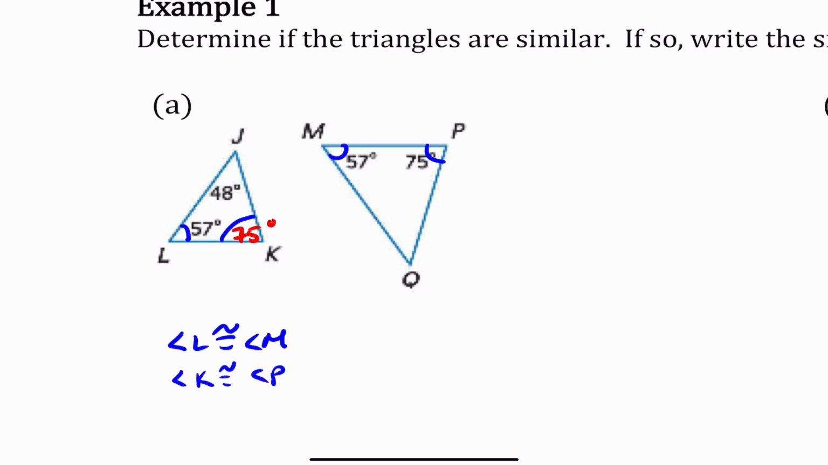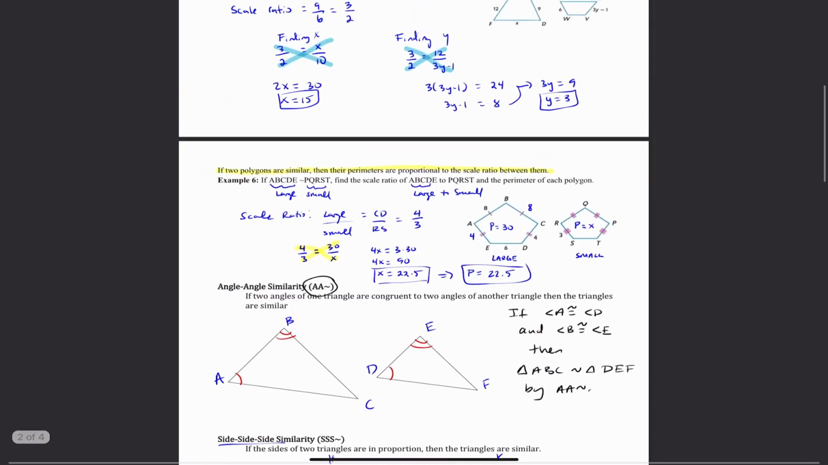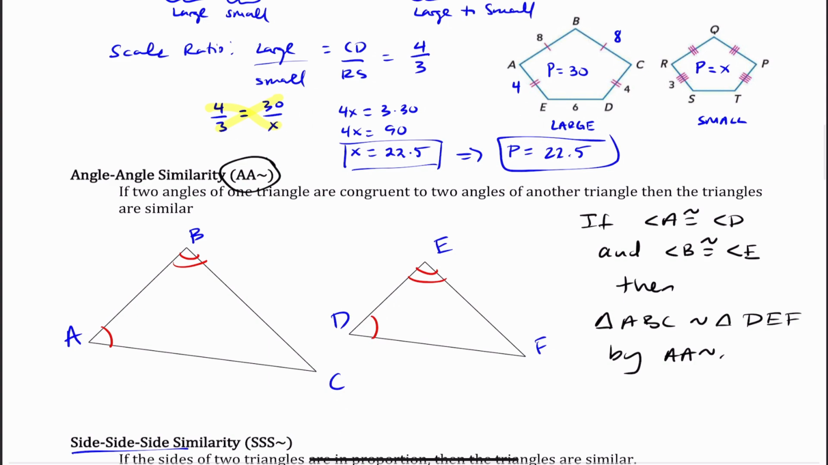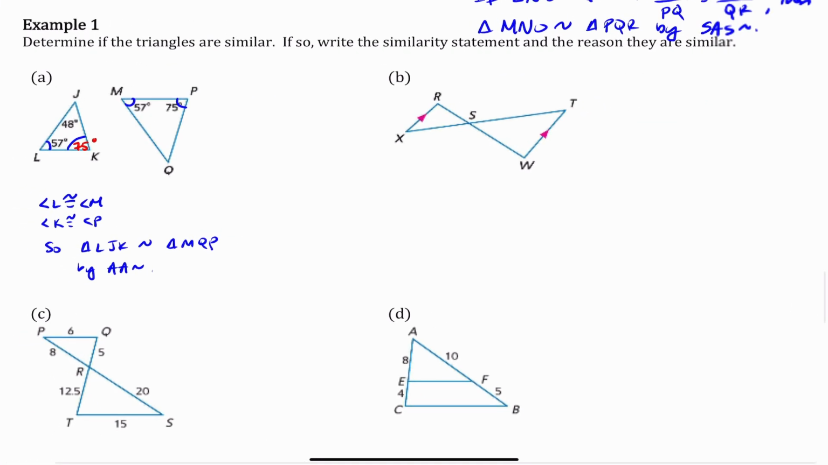So we can see that angle K is congruent to angle P. So if we have angle L congruent to angle M and angle K is congruent to angle P, would it be side-side-side similarity, angle-angle similarity, or side-angle-side similarity? Well, if two angles of one triangle are congruent to two angles of another triangle, then the triangles are indeed similar by the angle-angle similarity. So we can say that triangle LJK is similar to triangle MQP by the angle-angle similarity theorem. And that was very, very straightforward.